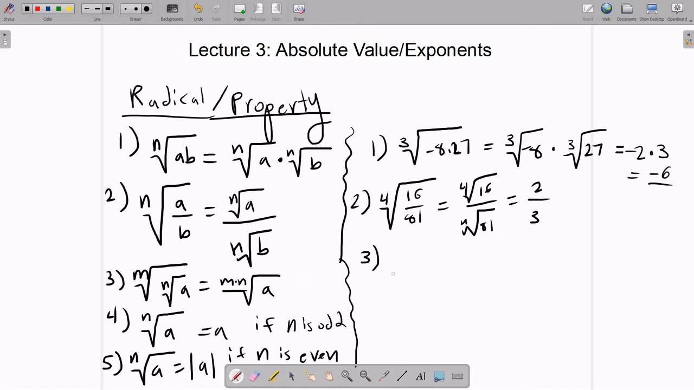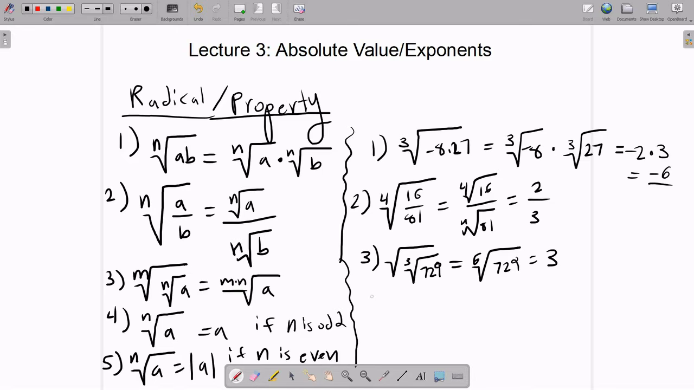Third one, let's just take the square root of a cube root of 729, and it's equal to the sixth root of 729, which is equivalent to 3.